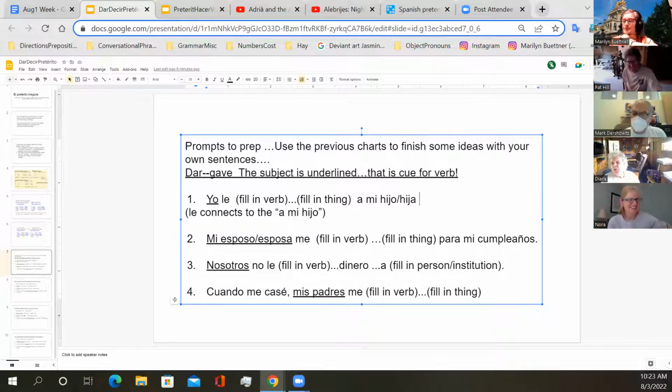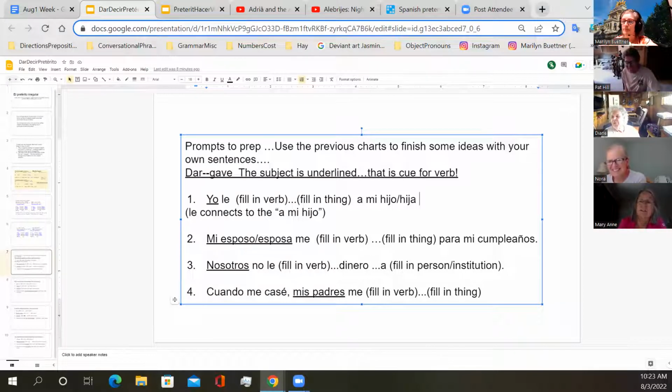Otros ejemplos. Mi esposo me dio un ratón electrónico para mi cumpleaños. Okay. Me dio, gave me. And it's got to be mi esposo dio, right? Dio, not di, but dio. Oh, okay. So now this is good that I heard this.